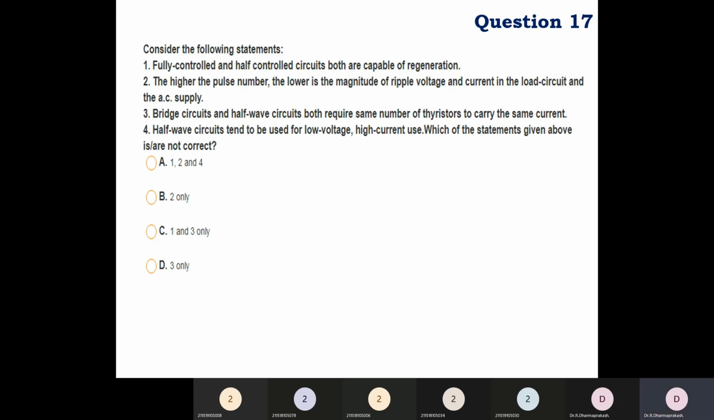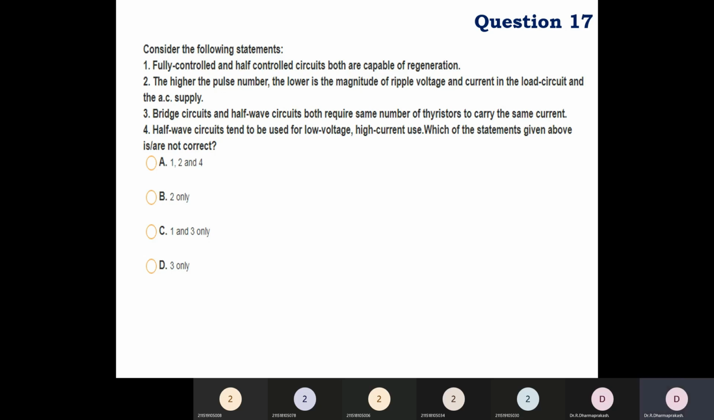And the second, the higher the pulse number, the lower the magnitude of the ripple voltage and current in the load circuit and the AC supply. So when the pulse number is increasing, the frequency of the ripple voltage is also increasing. And the lower order harmonics are eliminated depending upon the pulse number. So this statement is true.